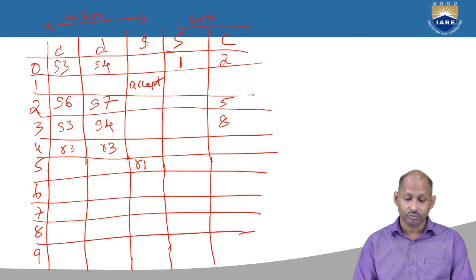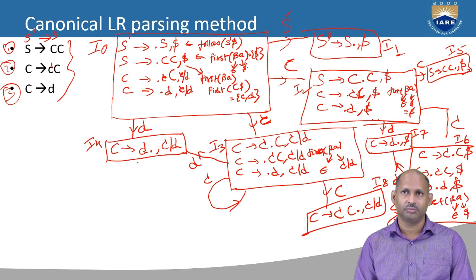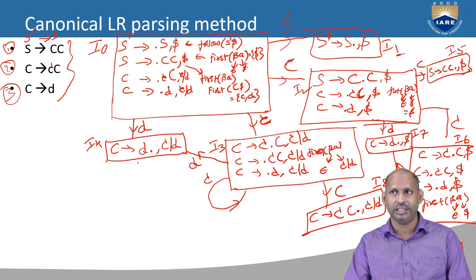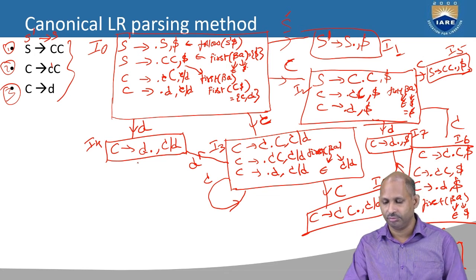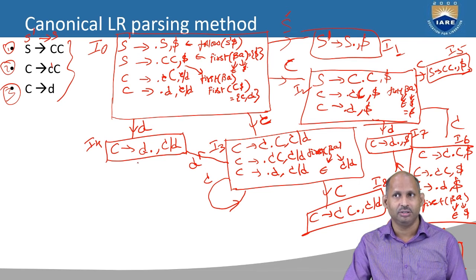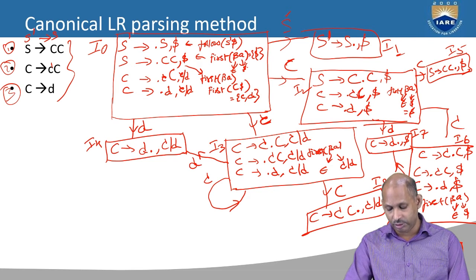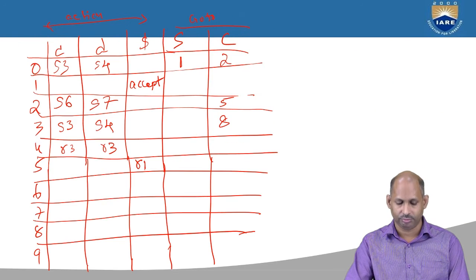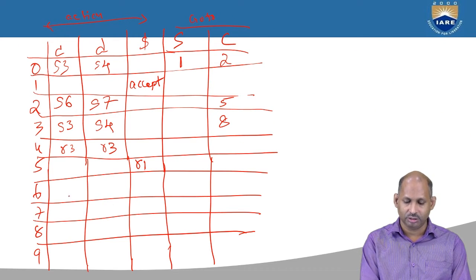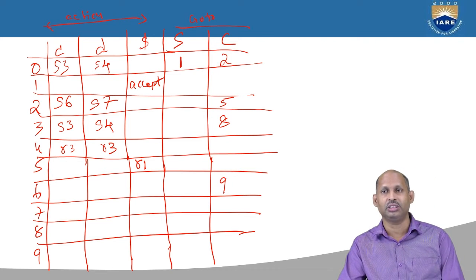Now, what is state 6? State 6, I6, has 3 go-to operations: on variable C, on terminal C, and on terminal D. On variable C it is going to I9. So simply we say I6 on variable C going to I9, so it's simply 9.